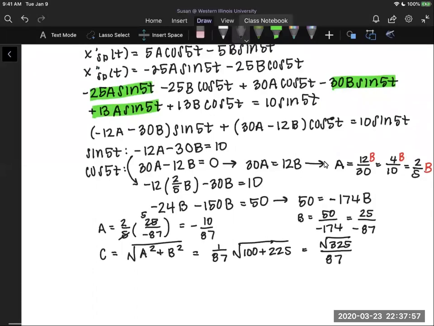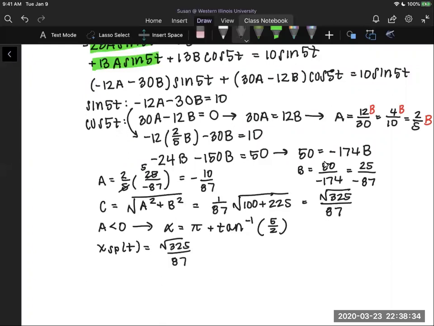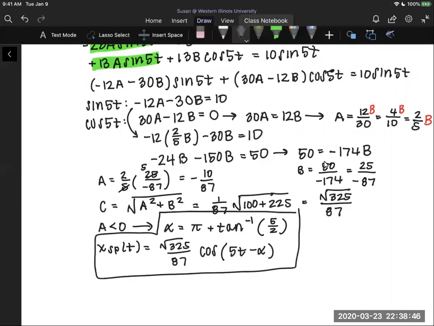And then the other thing we need to look at here is finding the alpha value. So let's see, I have the A is negative. So that tells me that alpha is going to be pi plus tangent inverse of B over A, which is going to give me, see, 25 over 10, which is 5/2. So we now conclude that our steady periodic function is the square root of 325 over 87 cosine of 5t minus alpha, where alpha is listed up above. All right, so we've completed our steady periodic solution.